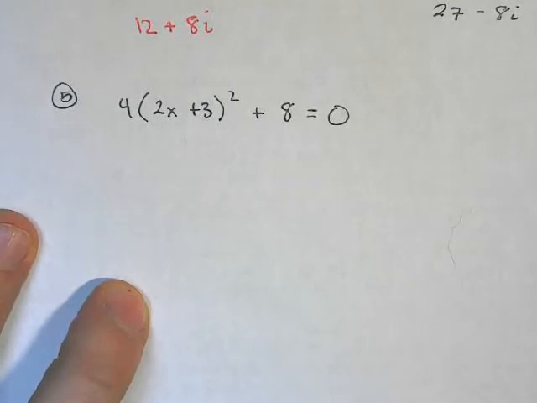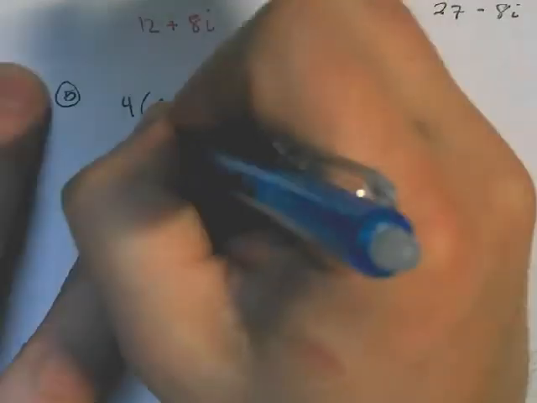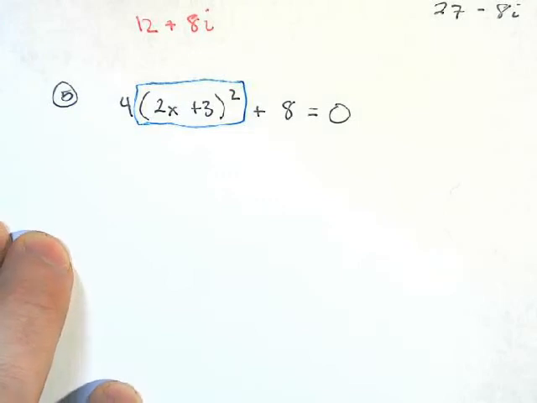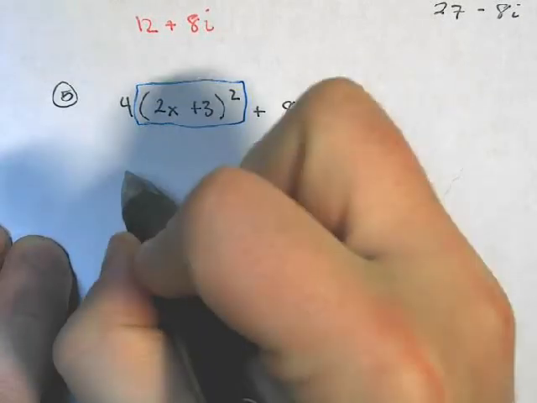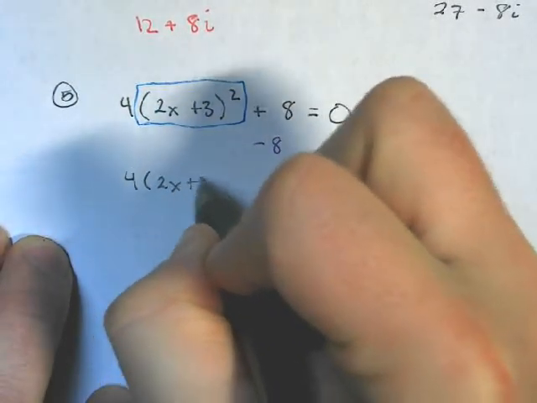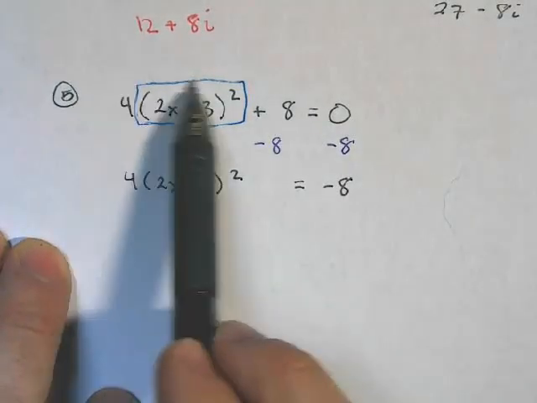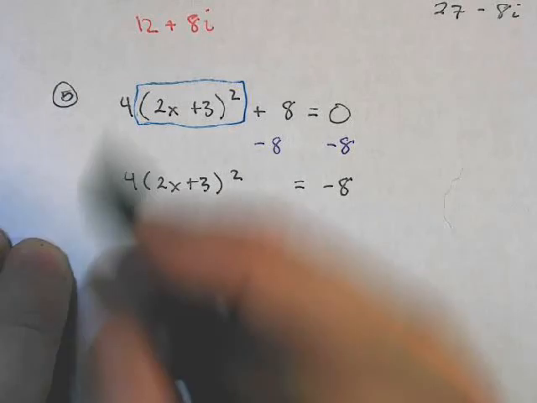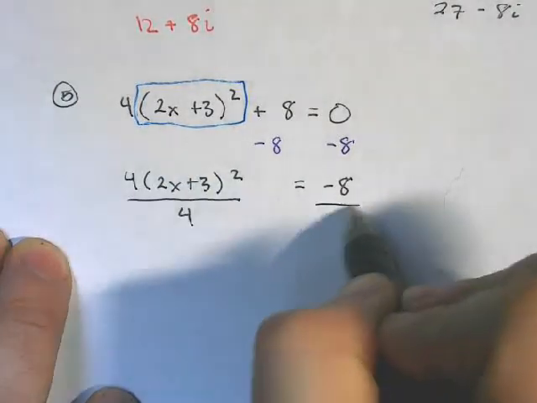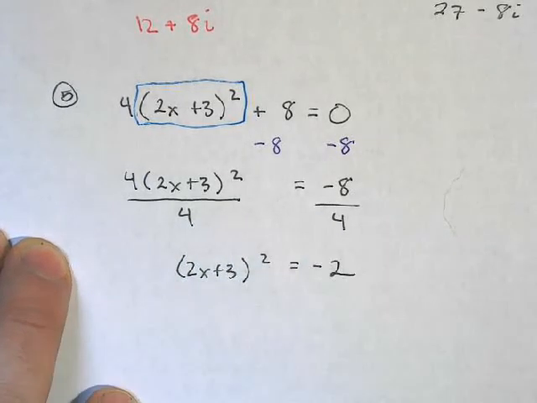Okay, so the first thing we want to do is isolate the square. We're trying to get this piece right here by itself. So what I'm going to do first is subtract 8 from both sides. So now I have 4 times (2x + 3) squared equals negative 8. I'm trying to get this that I boxed in blue by itself. So now we'll divide both sides by 4. So now I have (2x + 3) squared equals negative 2.